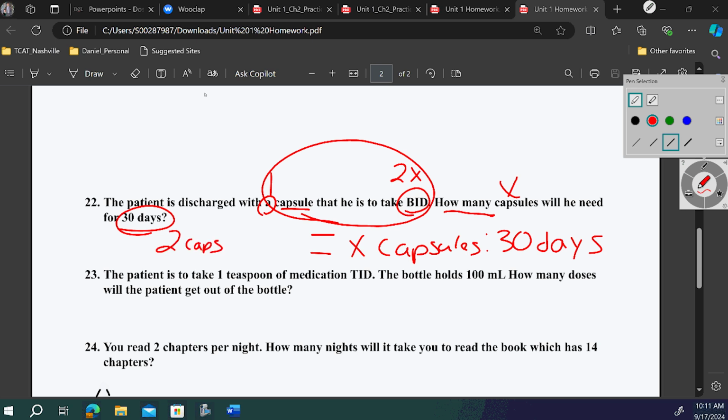I'm just going to put caps because that's slang, you know. You could say tabs too, you know. I'm sure that's what they call them on the streets, okay? Whatever.